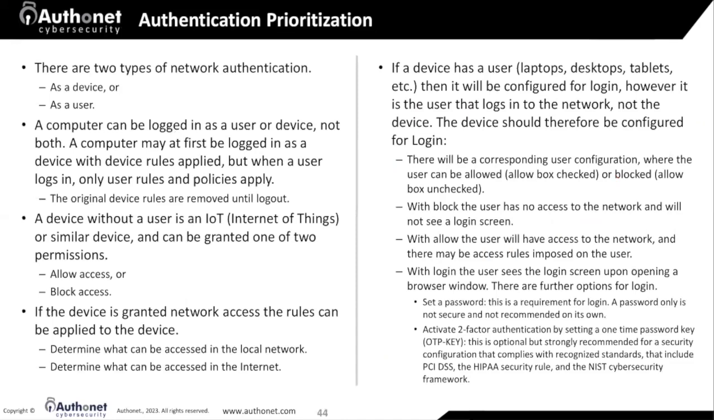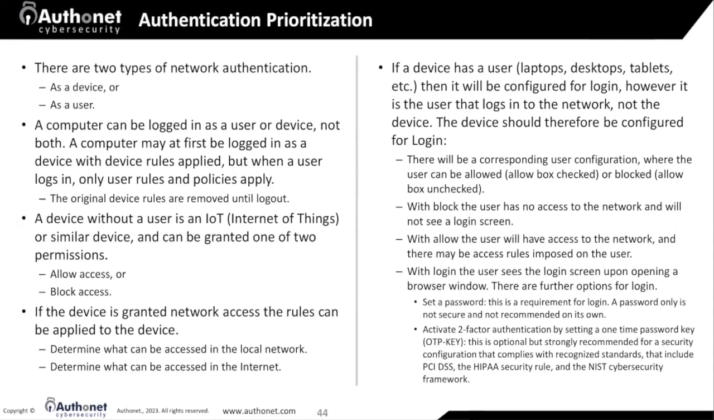Now, we have prioritization for authentication. There are two types of authentication, as a device or as a user. And a device can be connected to the network and authenticated, which gives the device access to the local area network and also to the internet. And so a device such as an Internet of Things, which might be a production machinery controller, can be configured without a user. We can allow access or block access.